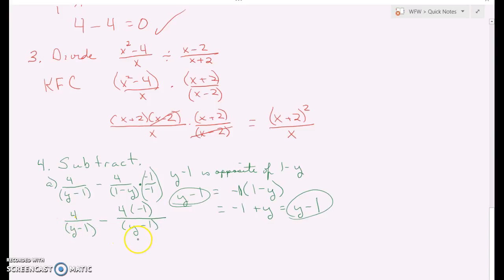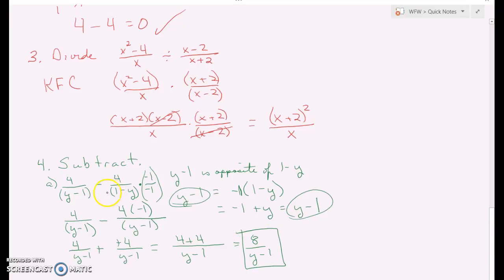So now you see we have the same denominator. And 4 times negative 1 on the second fraction is negative 4. So we have 4 over y minus 1 minus negative 4 over y minus 1. And the negative minus the negative is plus the positive. So now that we have the same denominator, we can keep the denominator and combine the numerators, and that gives us 8 over y minus 1.